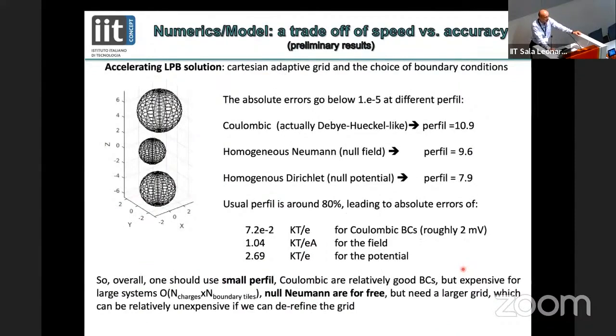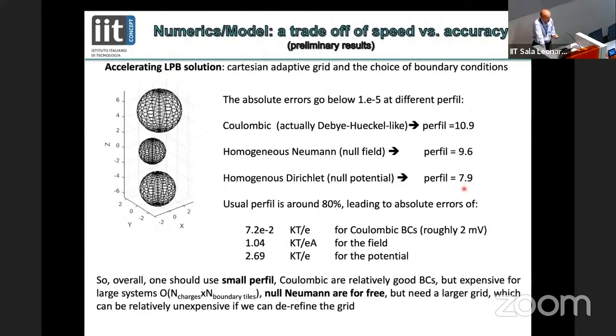So we want to have a quantification of this. We use the three spheres. As I said, we are using the machinery that Sergei provided us with, and we ask ourselves two things. If I put a threshold on the absolute error, like 10 to the minus 5, how small should be the percentage filling of the system in order for these three boundary conditions to fulfill this requirement? For Coulombic, you would need a percentage filling of slightly less than 11, for homogeneous Neumann 9.6, and homogeneous Dirichlet 7.9.